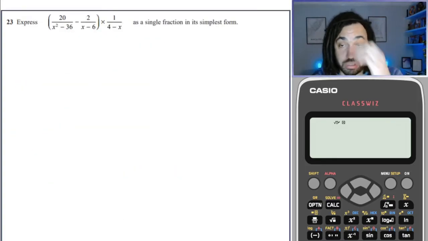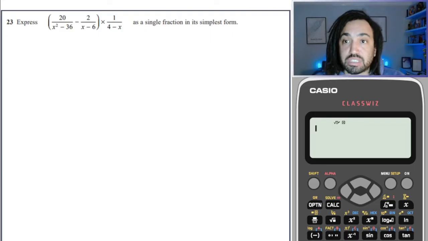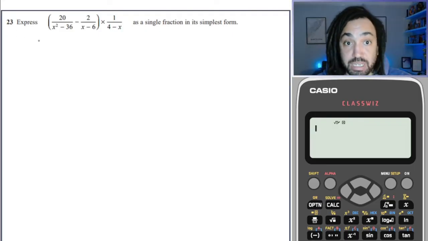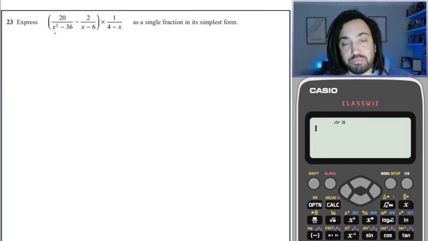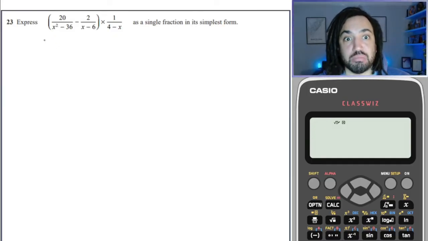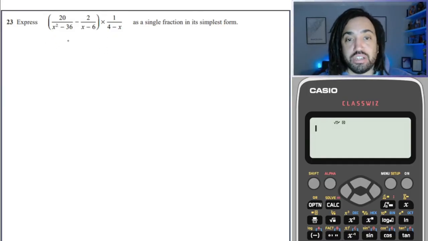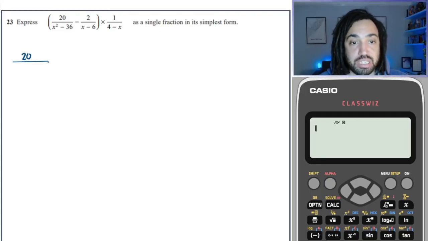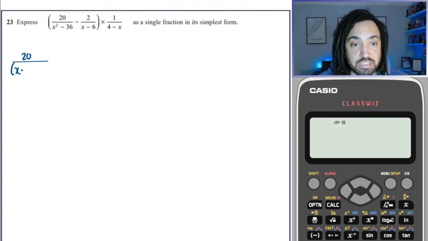Right, on to the beast questions now. So this is question 23, right at the end of the paper. And we need to use BIDMAS, and we need to factorise as much as we possibly can. So BIDMAS tells us to do brackets first, and we want to factorise as much as we can. And this is a difference of two squares. So this is x minus 6, x plus 6.